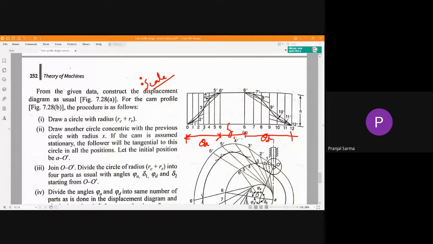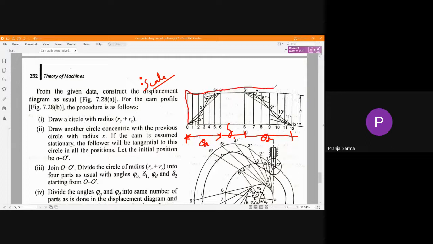Next thing is, along the x-axis we will draw the horizontal line, and we will be dividing it into theta a, delta 1, theta d, etc., as per the required scale. And along the y-axis, as per the scale that you have considered, we have to consider the lift. Then we will complete this particular rectangle.